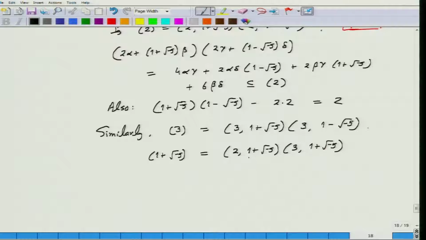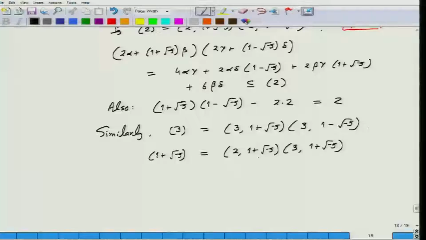Again, look at the general element of this. What is that? Go back to the same picture. In the general element, there will be a 2 here and a 3 here, 1 plus square root of minus 5, 1 plus square root of minus 5. When you multiply them out, 2 times 3 would be 6. All other terms will be multiples of 1 plus square root of minus 5. And 6 is 1 plus square root of minus 5 times 1 minus square root of minus 5. So 6 is also a multiple of 1 plus square root of minus 5. So this therefore is contained in this principal ideal.